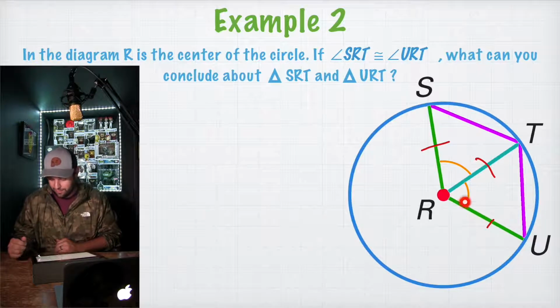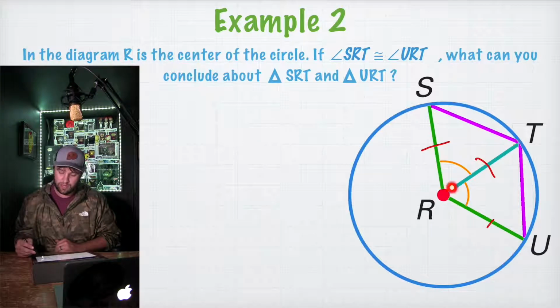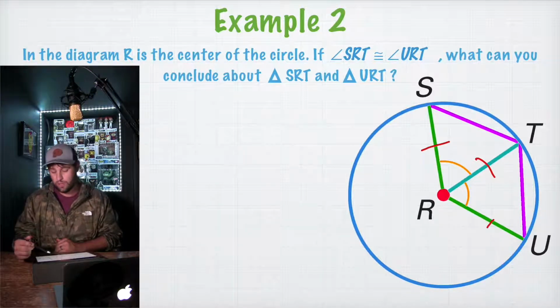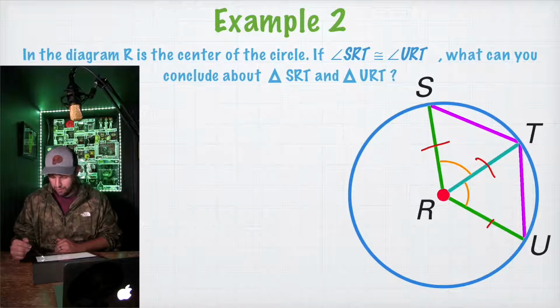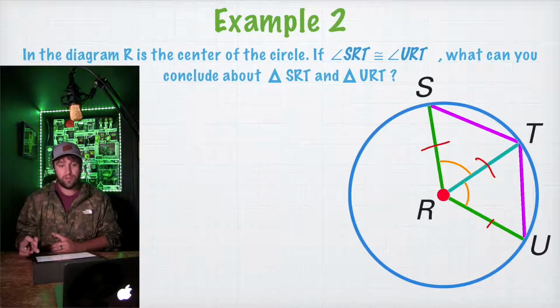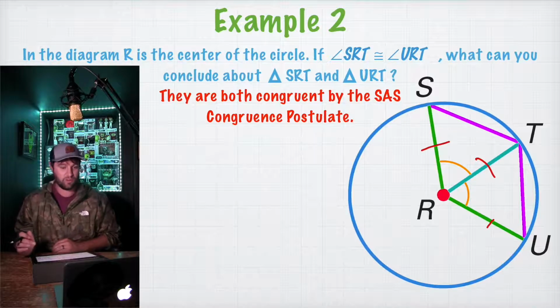So here we have a side congruent to a side, an angle congruent to an angle, and this center line is also congruent to the other two sides, but the center line is shared by both triangles, so it's actually congruent to itself. So we can prove that these two triangles are congruent by side, angle, side. Okay, so we can conclude that the triangles are congruent by the SAS congruence postulate.